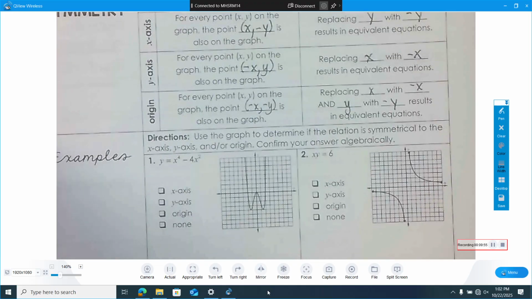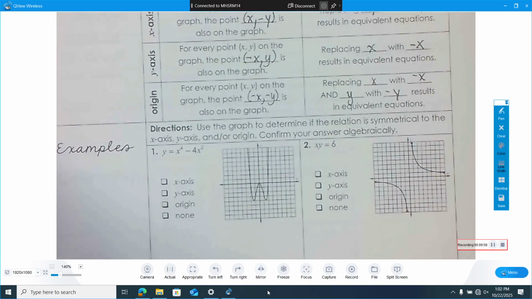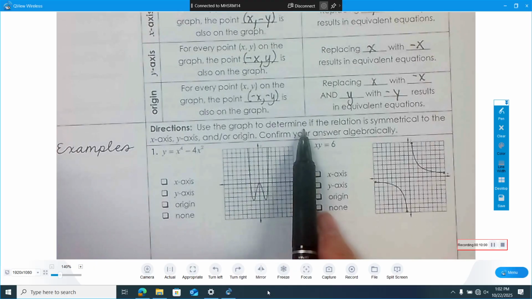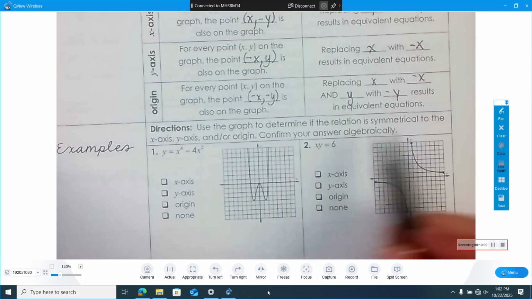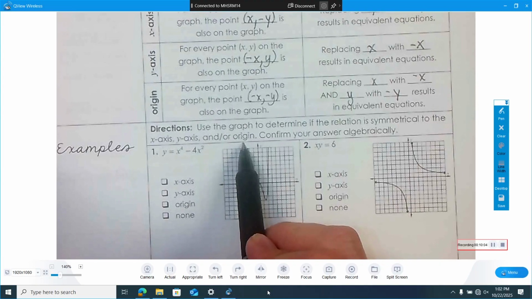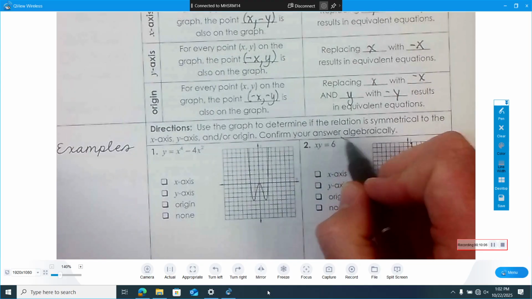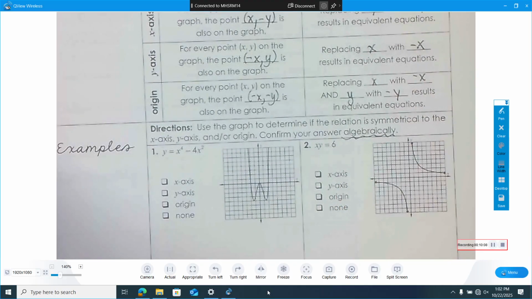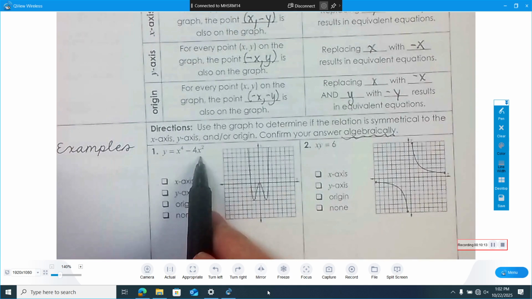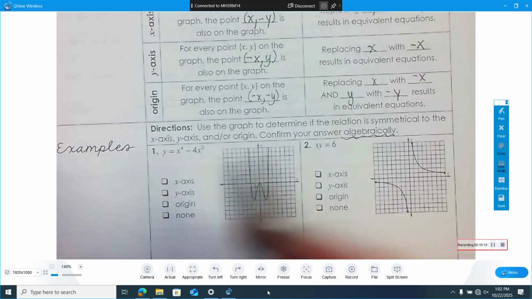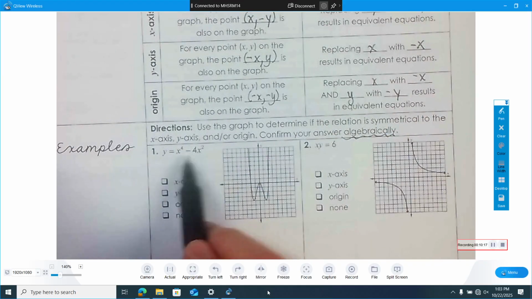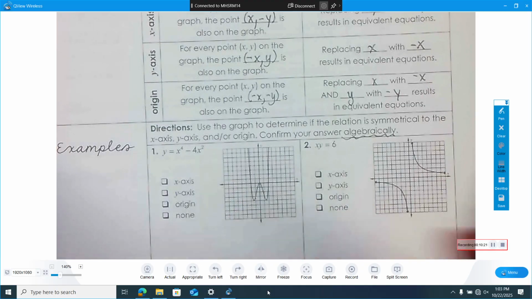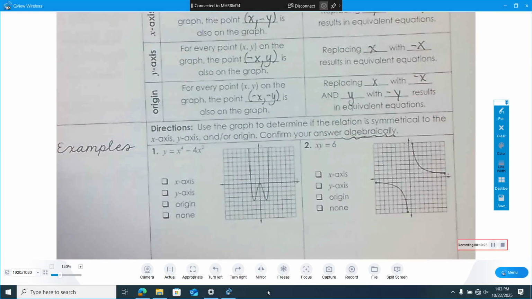So directions: use the graph to determine if the relation is symmetrical to the x-axis, y-axis, or origin, and then confirm algebraically. And I am going to want to see the algebra, ladies and gentlemen. They've given us an equation here. Pretty nice. They've given us a graph. If we just had an equation, could we maybe use our calculator to graph it? Yeah. Absolutely. Okay. Just looking at the picture, what would you say the symmetry is?